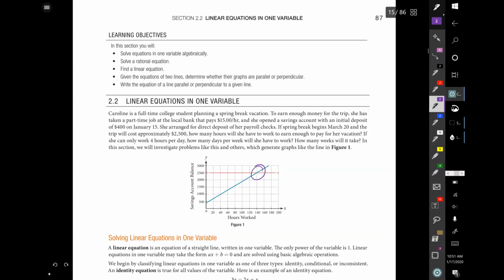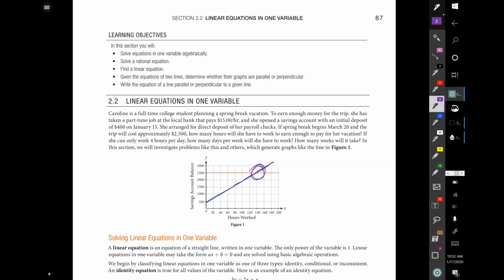We have hours worked on the X-axis, savings account balance on the Y-axis, and so she's starting off, she has some money in the bank, and then she's working on this blue line going up, and it will intersect the cost of the trip at some point, so she'll know she has enough. So this is an important application of our linear functions.